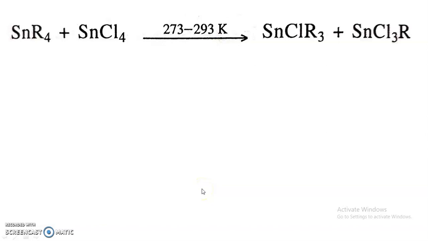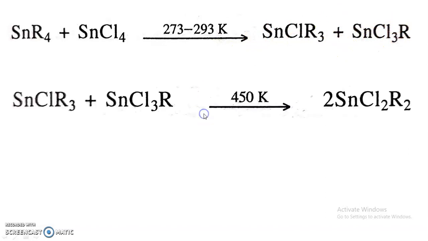Another example is when tetraalkyl derivatives of tin and tetrachloro derivative of tin interact under different conditions, a wide variety of new organometallic compounds are formed. For example, when tetraalkyl tin is mixed with tetrachlorotin at 273 to 293 Kelvin, then we get a mixture of trialkyl chlorotin or alkyl trichlorotin. We get a mixture of these two organometallic compounds.